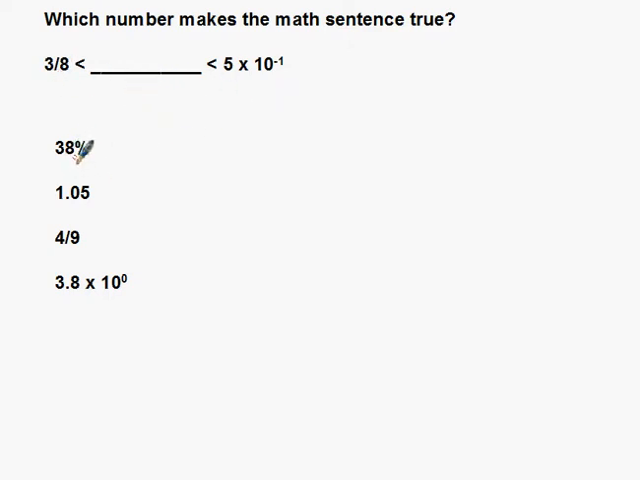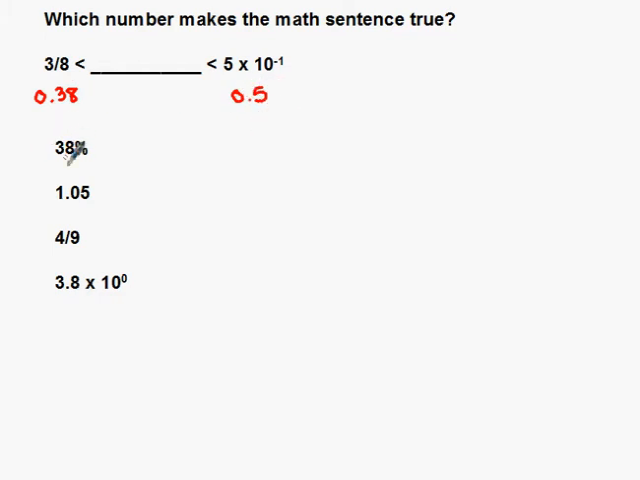My suggestion would be to turn everything into the same thing. So everything into fractions, or everything into a percent, or a decimal, or scientific notation, whatever. I'm going to go with turning everything into a decimal just to make it easier to compare. So 3 over 8, if I were to apply a little bit of long division to that, I know that 3 over 8 as a decimal is 0.38. And 5 times 10 to the negative first as a decimal is 0.5. So basically I'm looking for a number that's between 0.38 and 0.5.